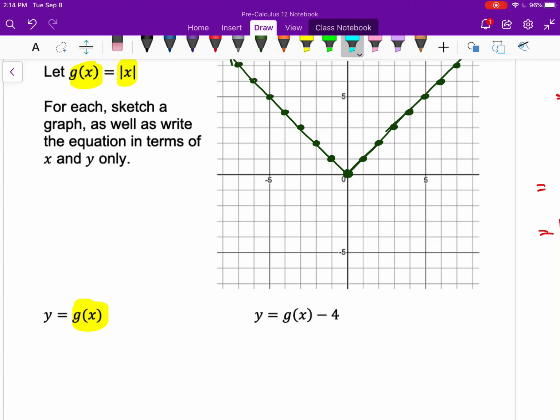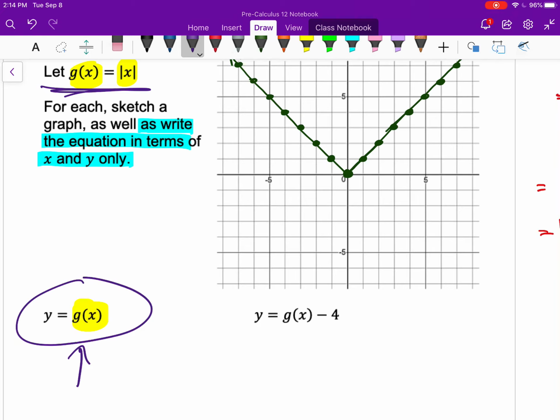It also says write the equation in terms of x and y only. Well, if you look right here, that is an equation, but it's in terms of x and y and g. And so this equation here relies on looking back up to this step right here. What is g? g is the absolute value of x. So this equation that, again, I have already is the equation of this function in terms of x and g. I want just x, or x and y.